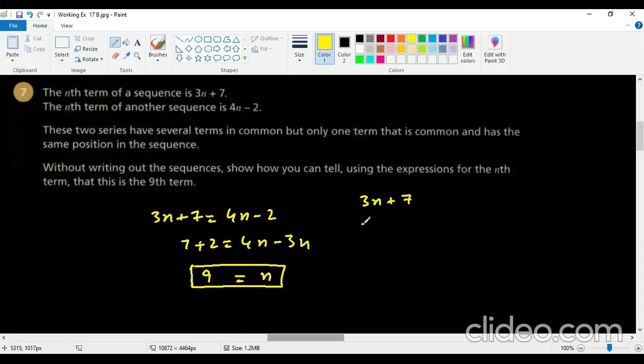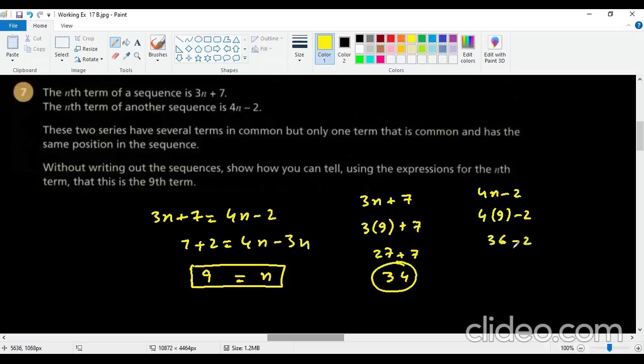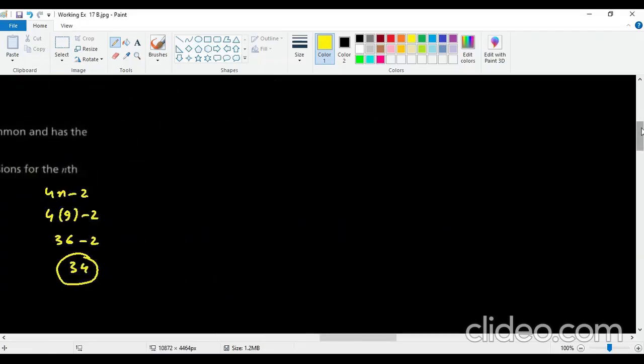3n means 3 times 9 is 27. 27 plus 7 is going to give us 34. Let's try the second one. 4n minus 2, that means 4 times 9. 4 times 9 is 36, minus 2, 34. So the ninth term is going to give us the same number. This was the end of this exercise. We don't have any question number 7 or 8. We are done with all the questions.